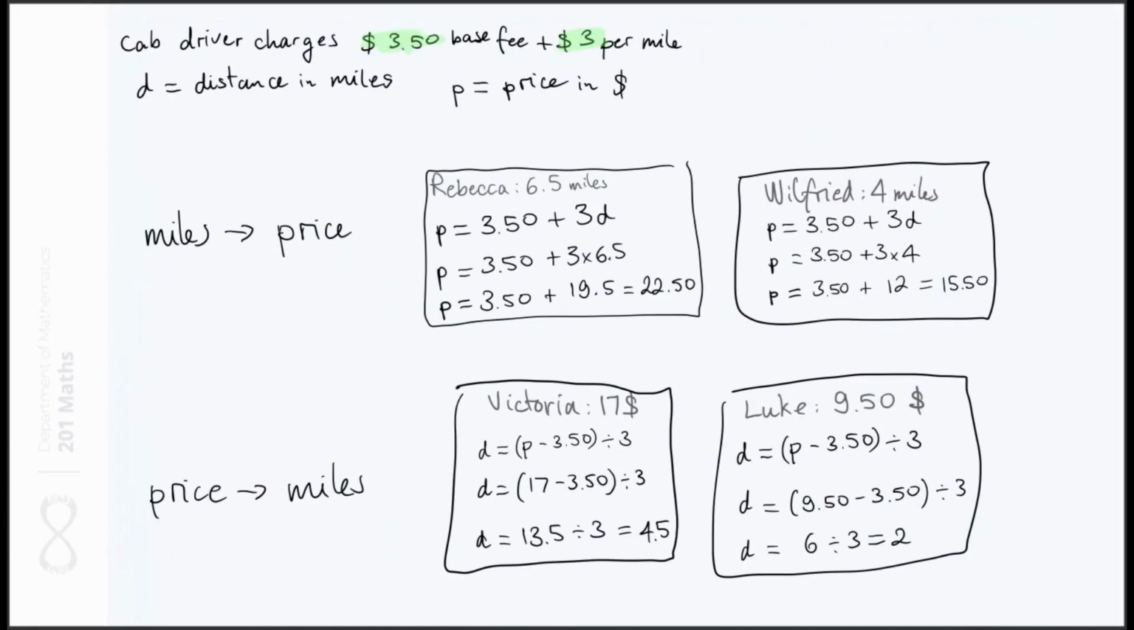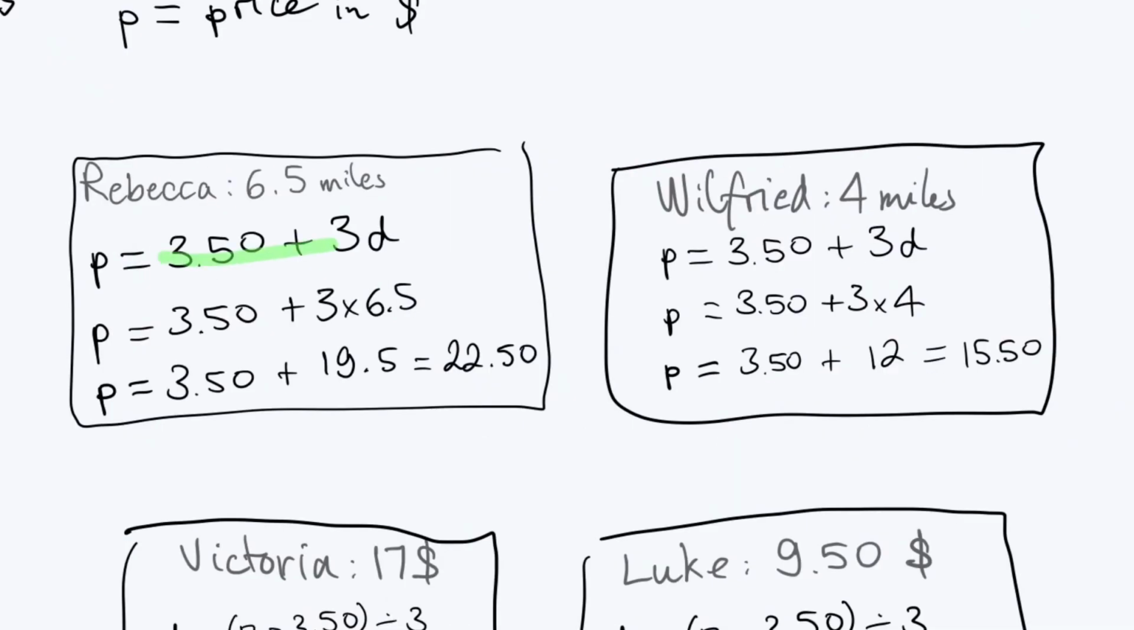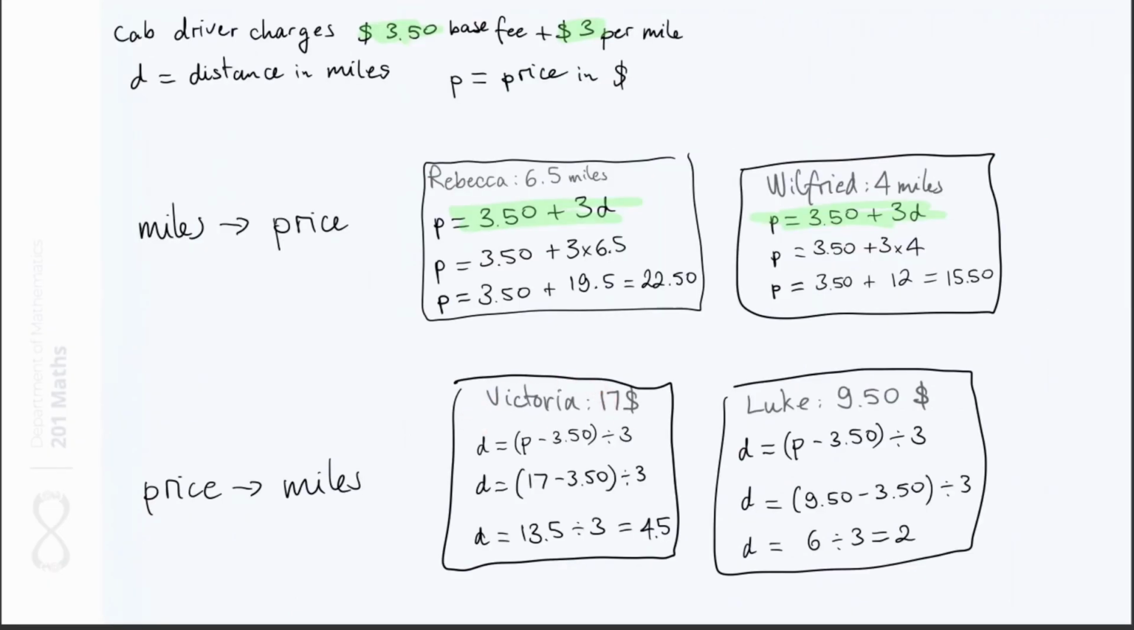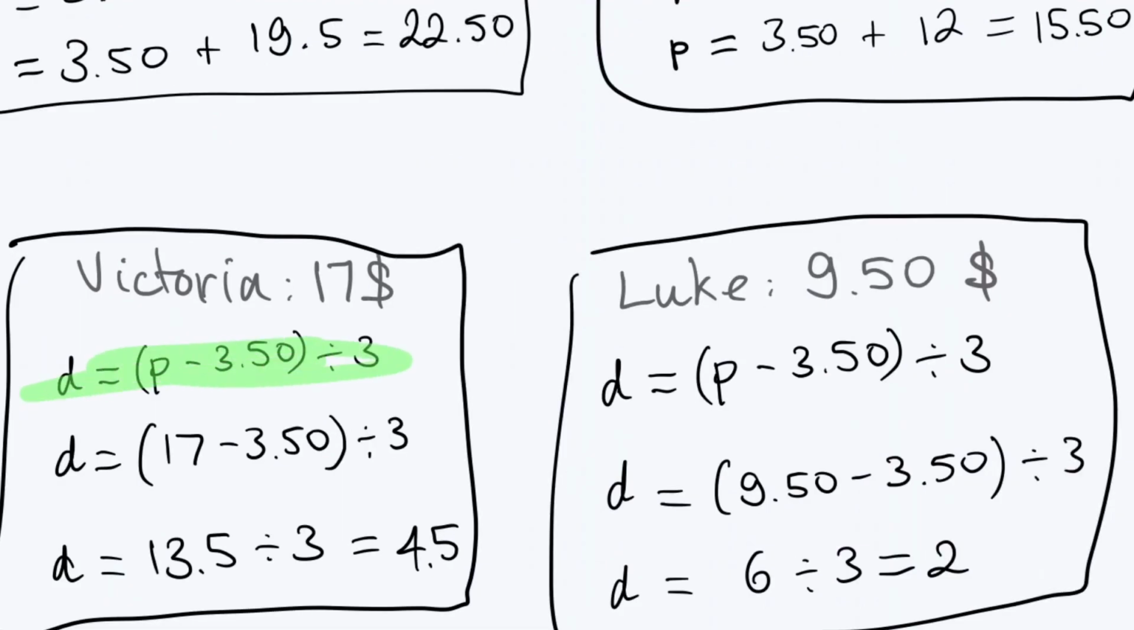Here is a quick recap of what we did. With Rebecca and Wilfried, we went from miles to price using this equation, the same for both. And for Victoria and Luke, we went from price to miles and we used this equation.